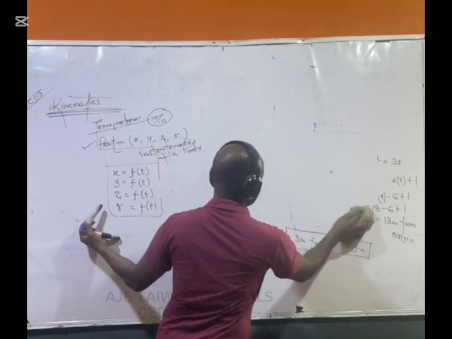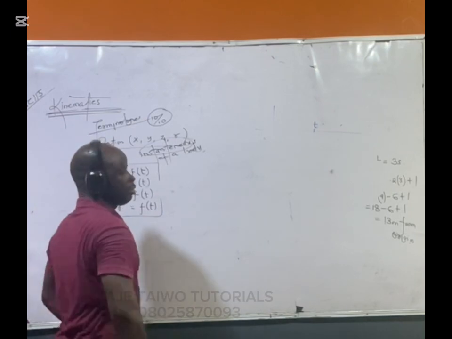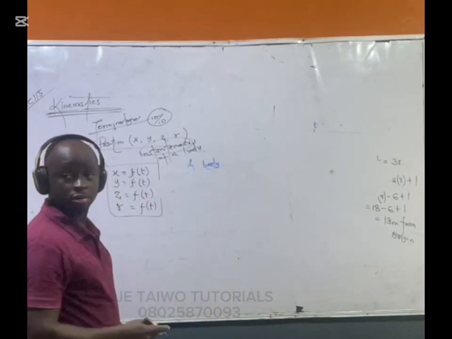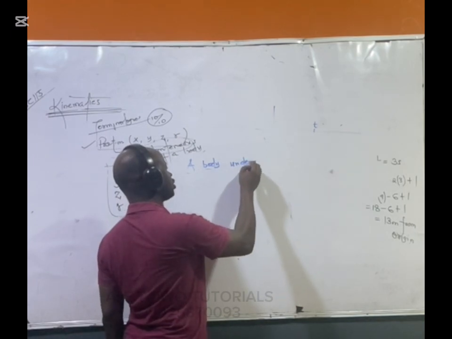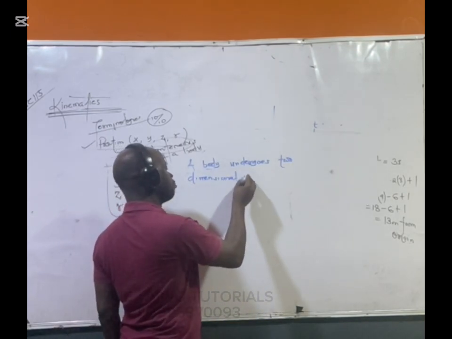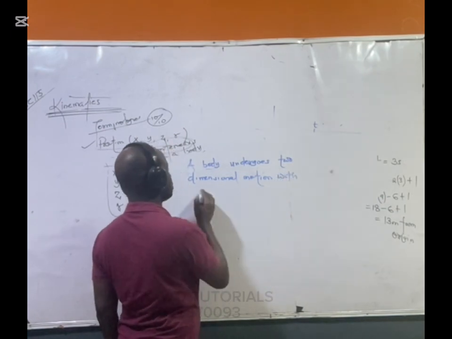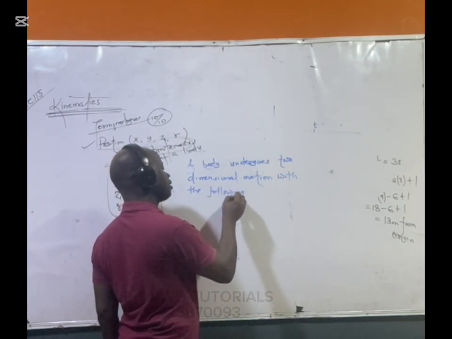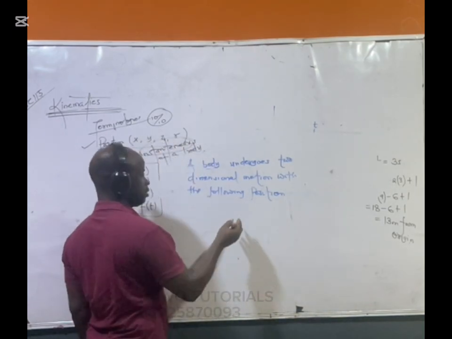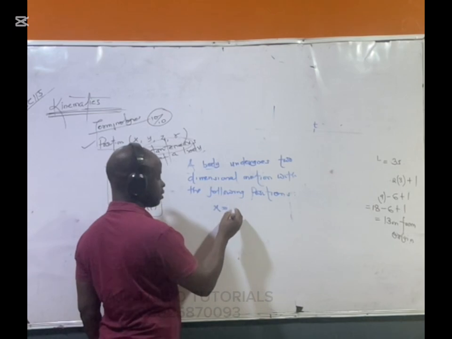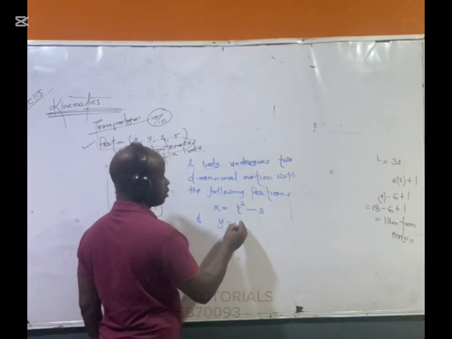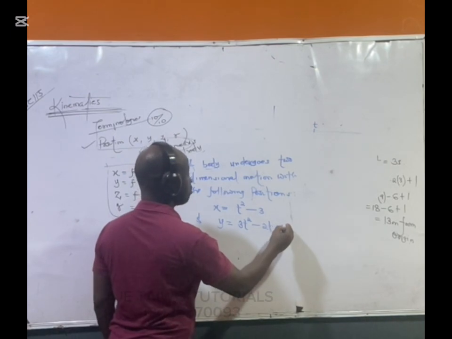Question number 2. A body undergoes two-dimensional motion with the following positions. X equals t squared minus 3, and y equals 3t squared minus 2t minus 1.